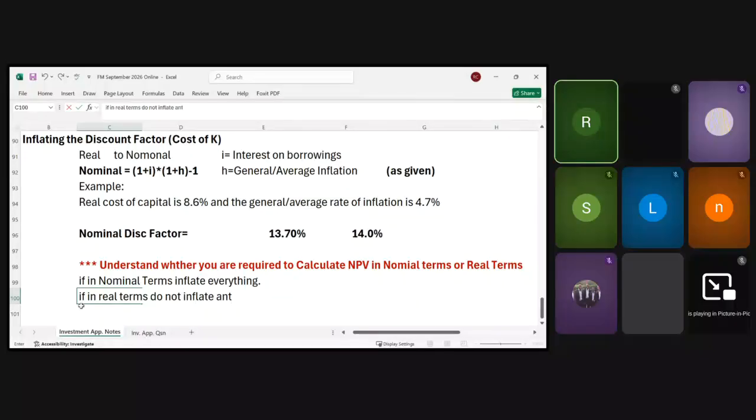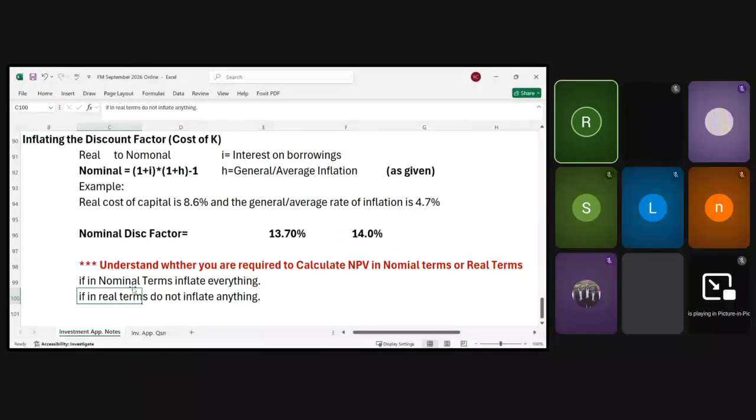Right. So what does that mean? It means that you are going to discount your real cash flows using the real cost of capital. But this one only works if all cash flows are inflating at the same rate.